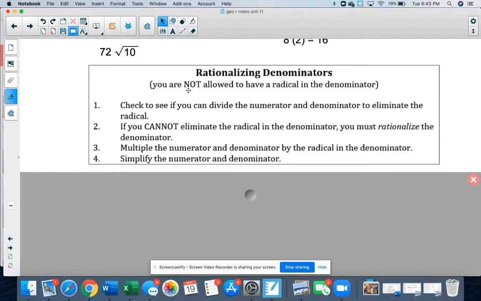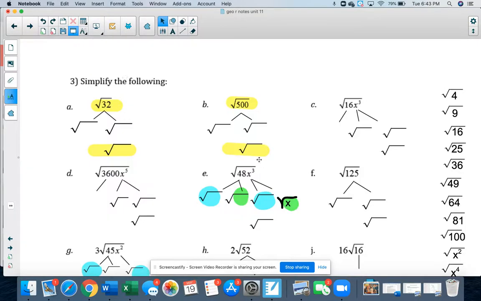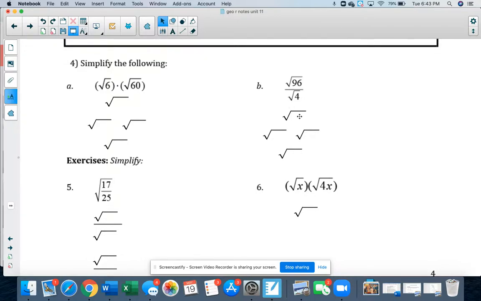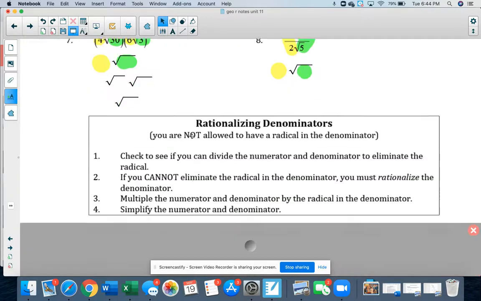Basically, when we're working with radicals, we do not want a radical in the denominator. The denominator is the bottom number in a fraction. You are not allowed to have a radical in the denominator. So check to see if you can divide the numerator and the denominator to eliminate the radical. That would be like B on this other page. Remember how I divided the 96 and the 4? There's a radical in the denominator, but these are divisible, so it gives me radical 24. That's the first thing you should do when you're trying to do these.